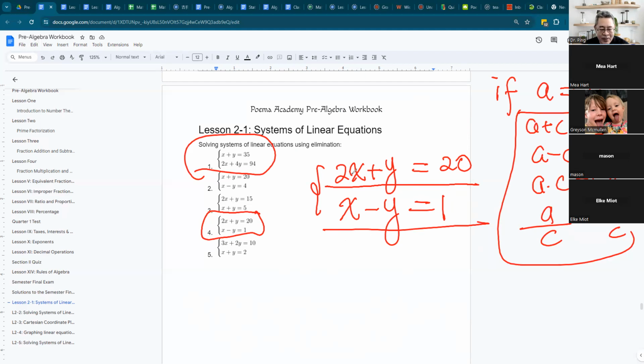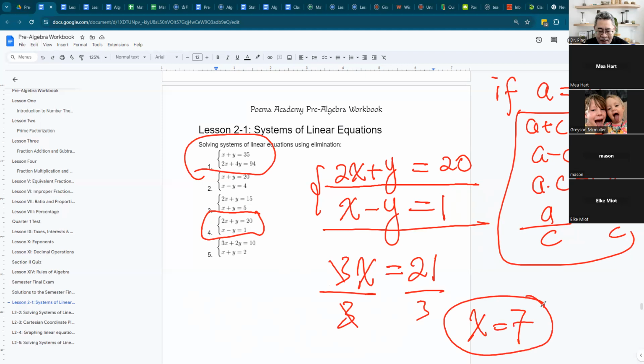So we add them: 2x plus x is 3x, and on the other side, 20 plus 1 is 21. Now we're going to divide by 3. Remember, there's just four things we can do: add, subtract, multiply, and divide. Divide by that, then that cancels, then x is 7. So that's our x. Now we're going to find our y. We can plug into here, which is 7 minus y equals 1. And in this case, we know y has to be 6 because 7 minus 6 is 1.